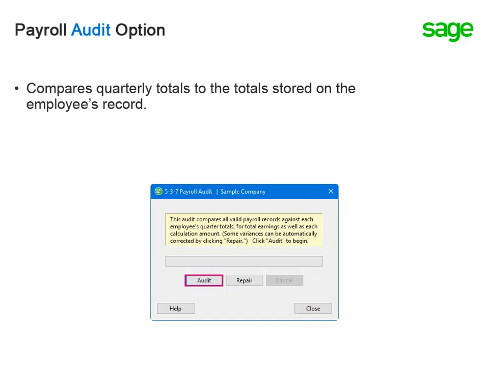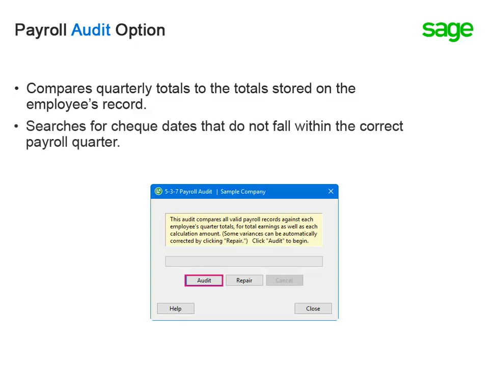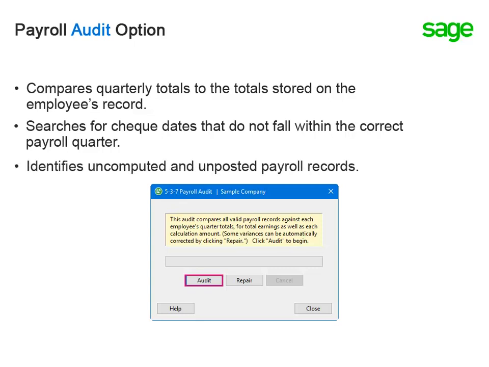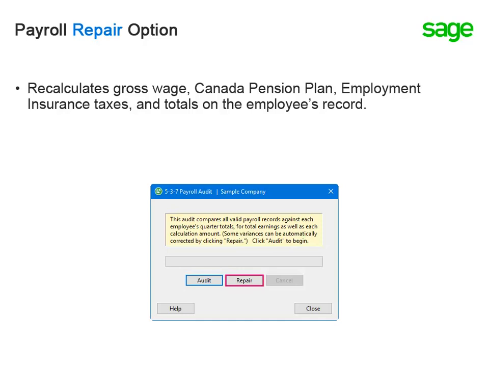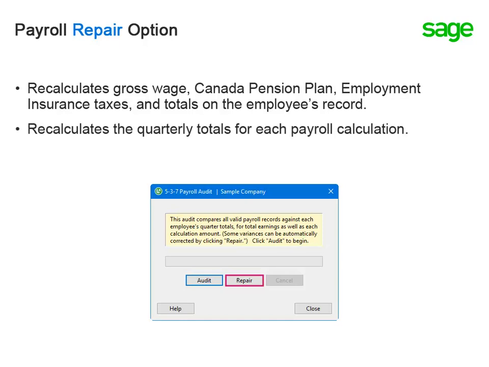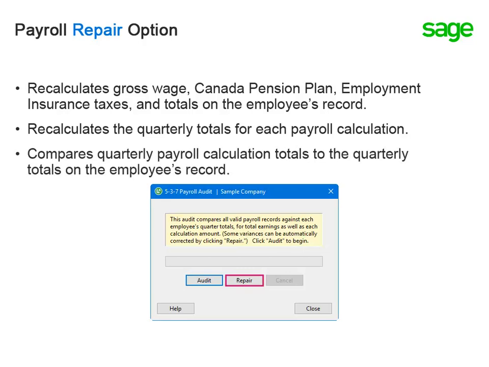The Audit feature compares the quarterly totals for each payroll calculation and compares to the employee totals stored on the employee record. The Audit searches for check dates that do not fall within the correct payroll quarter and identifies uncomputed and unposted payroll records. The Repair feature recalculates the gross wages, Canada Pension Plan, and employment insurance totals which appear on an employee's record. The Repair option also recalculates the quarterly totals for each payroll calculation and compares them to the quarterly totals in the employee record.